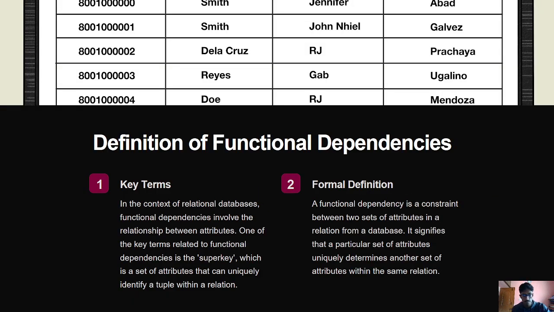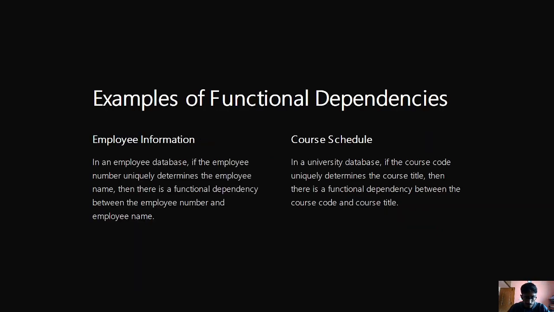Let's talk about the definition. Key terms. In the context of relational databases, functional dependencies involve a relationship between attributes. One of the key terms related to functional dependencies is the superkey, which is a set of attributes that can uniquely identify a tuple within a relation. Formal definition. A functional dependency is a constraint between two sets of attributes in a relation from a database. It signifies that a particular set of attributes uniquely determines another set of attributes within the same relation.